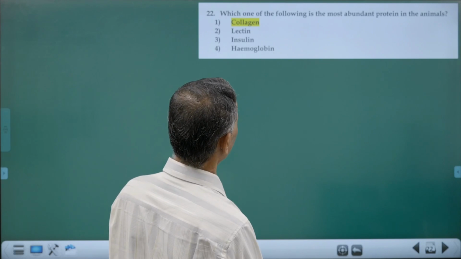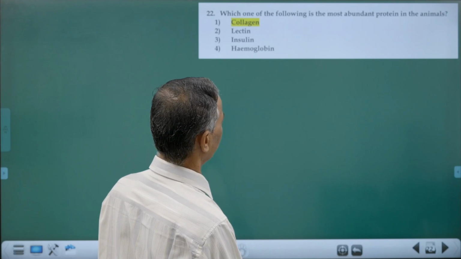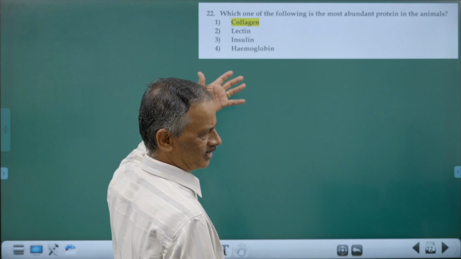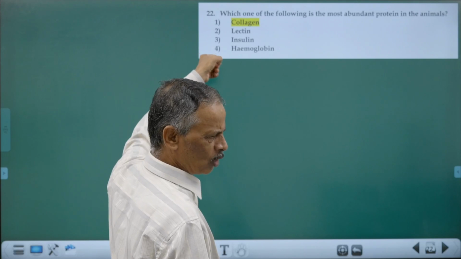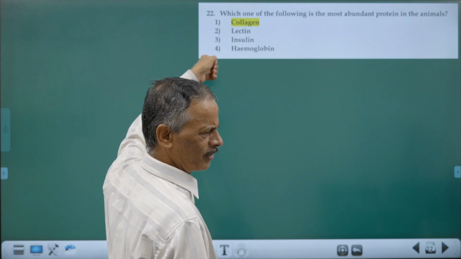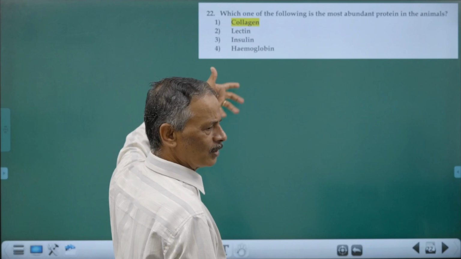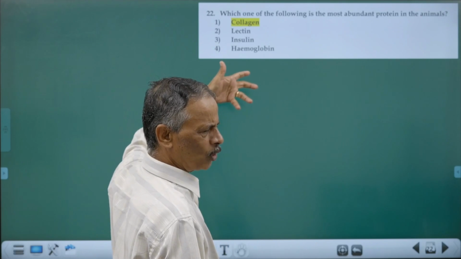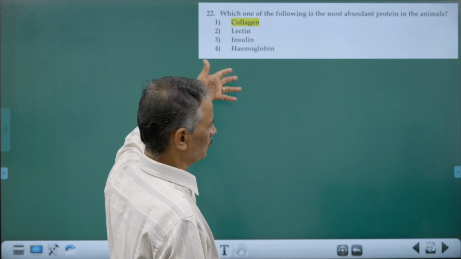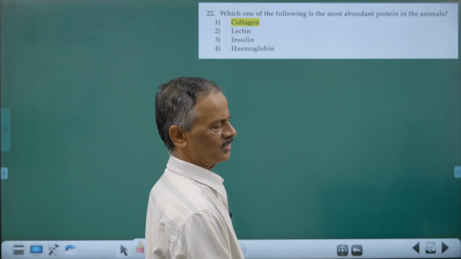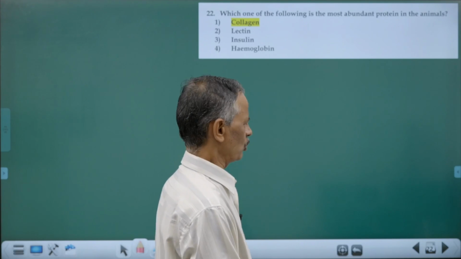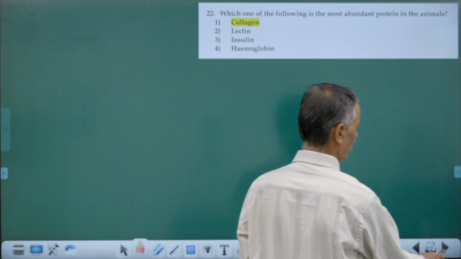Which one of the following is the most abundant protein in animals? Collagen. Lectin, insulin. Insulin is a hormone; a very small amount is required. Hemoglobin is a protein responsible for transportation of gases present in RBC. Whereas collagen is present in almost all types of connective tissues, which is the most abundant type of tissue.